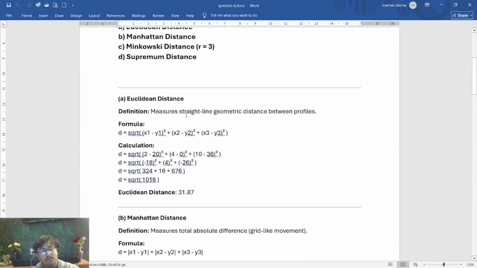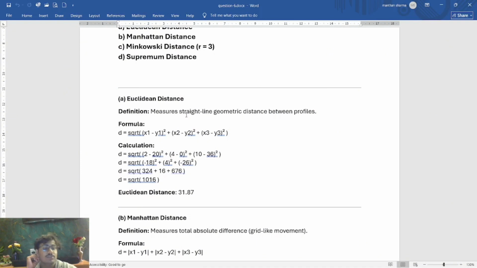First, let's compute the Euclidean distance, which measures the straight-line distance between the two points in three-dimensional space by the formula square root of (x1 minus y1) squared plus (x2 minus y2) squared plus (x3 minus y3) squared, which calculates the square root of 1016, approximately 31.87. So the Euclidean distance is 31.87.